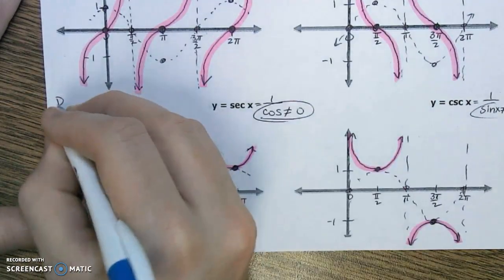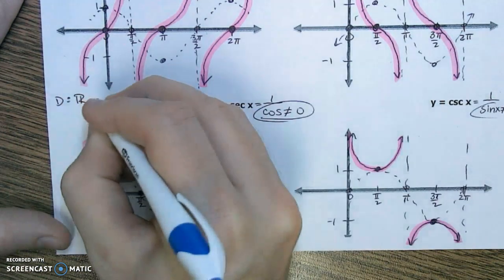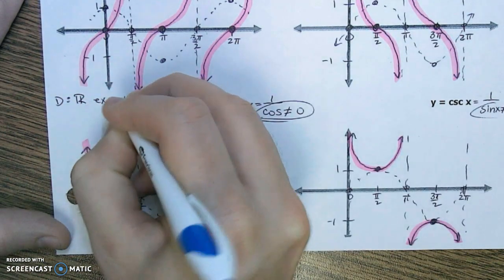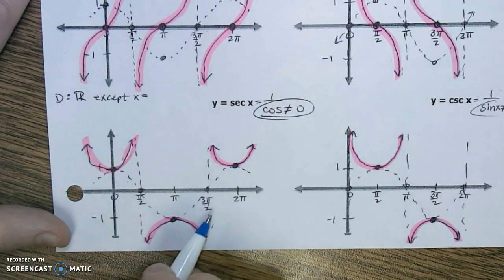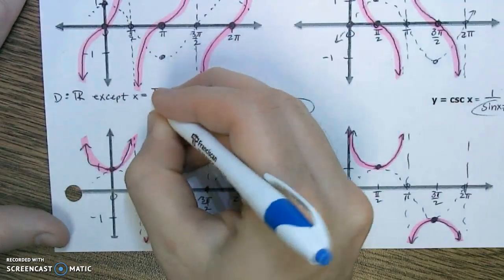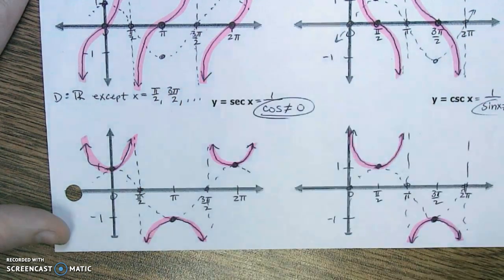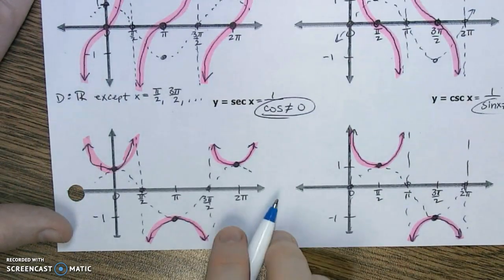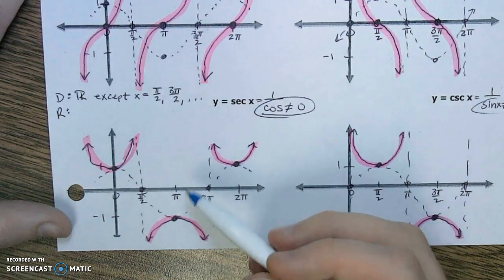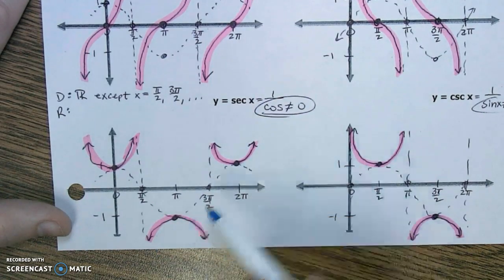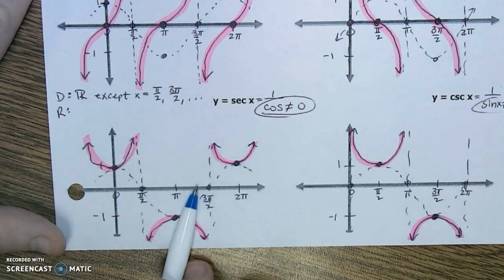Secant, the domain, is all real numbers except when x is, here I've got asymptotes at pi over 2 and 3 pi over 2. So we list those and then we put dot dot dot because there's going to be more that are off the graph. And then range, this one has a low part to the graph and a high part to the graph, but there's nothing in the middle, so we have to write that for our range.